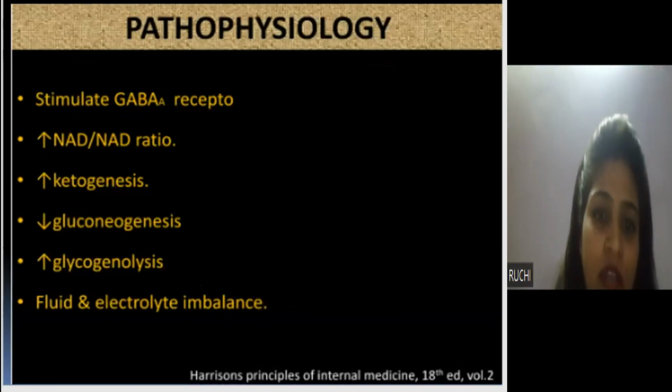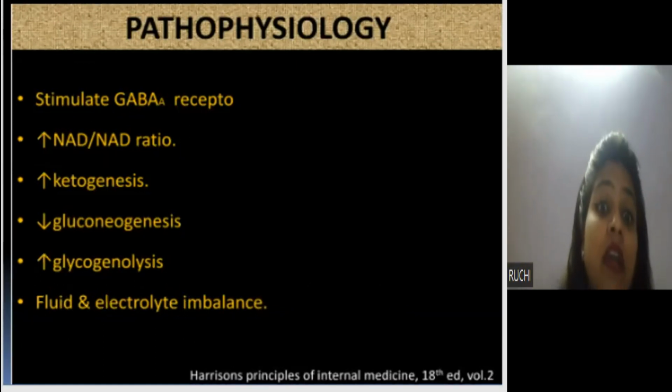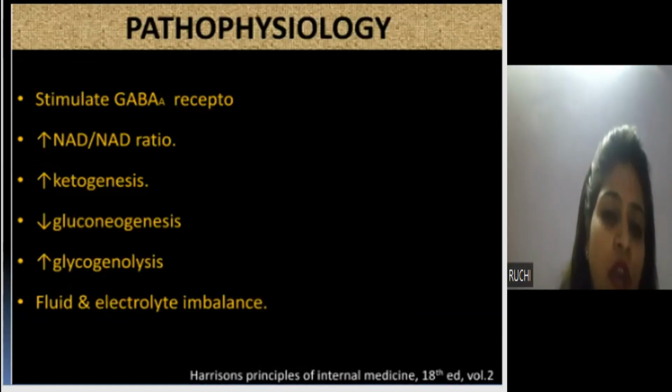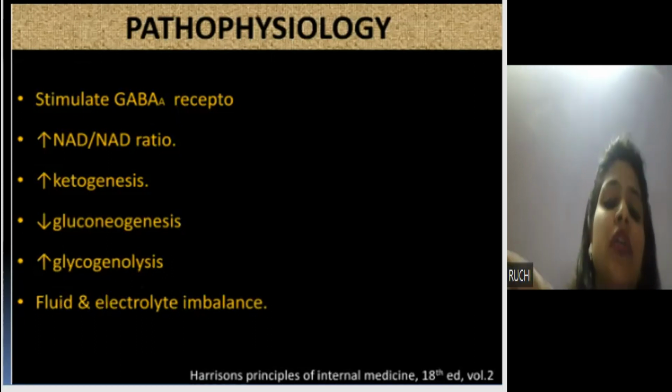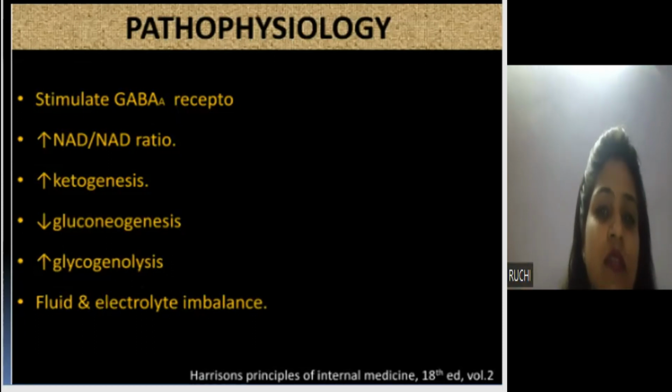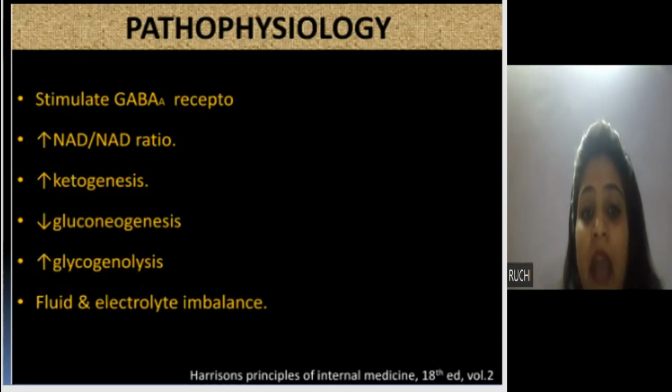The pathophysiology of alcohol is that it affects your nervous system. It stimulates the GABA receptor and increases the NADH to NAD ratio. It increases ketogenesis in the liver, decreases gluconeogenesis, and increases glycogenolysis. This is the pathophysiology, and it causes severe fluid and electrolyte imbalances.